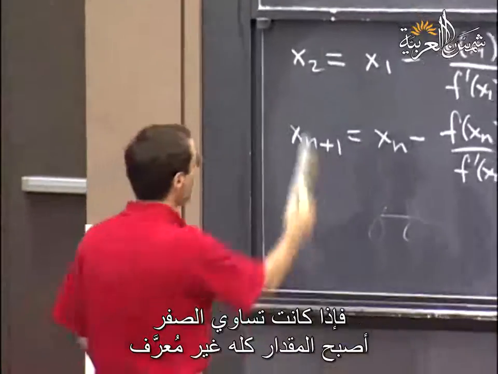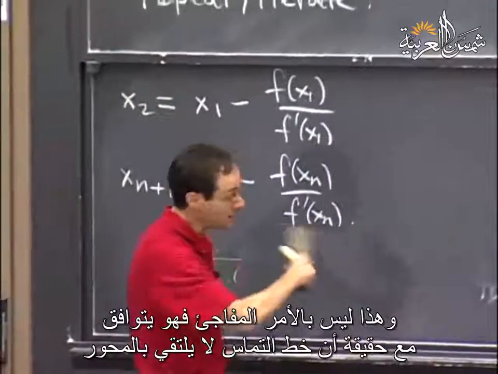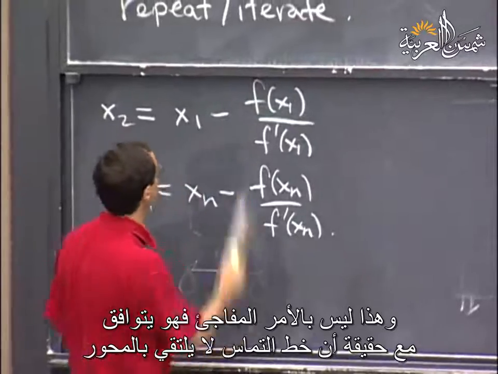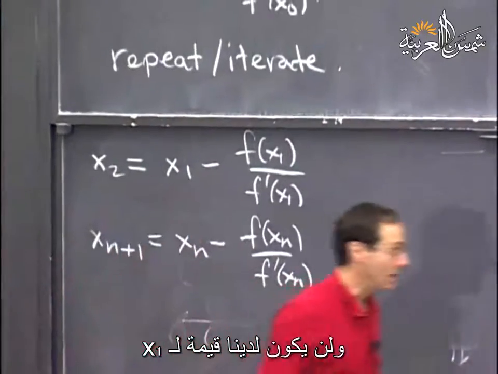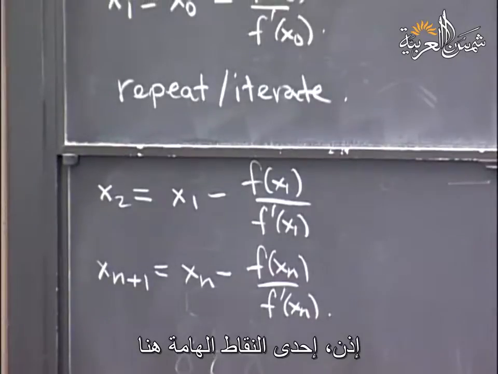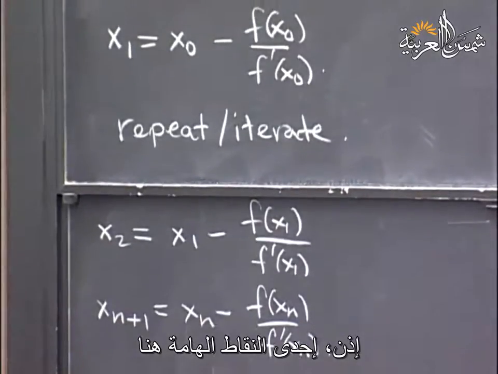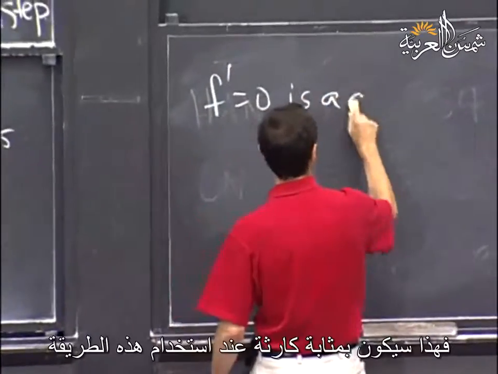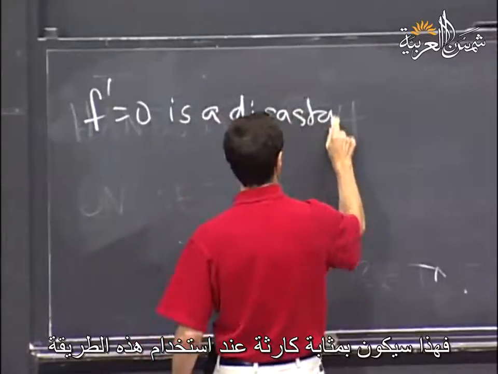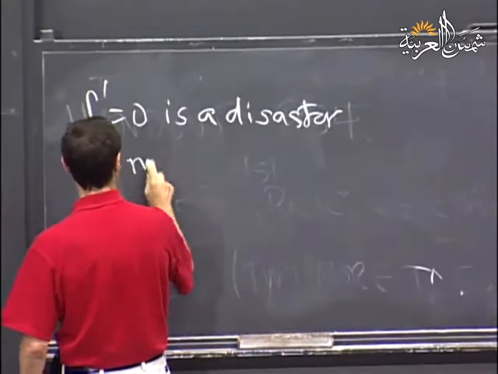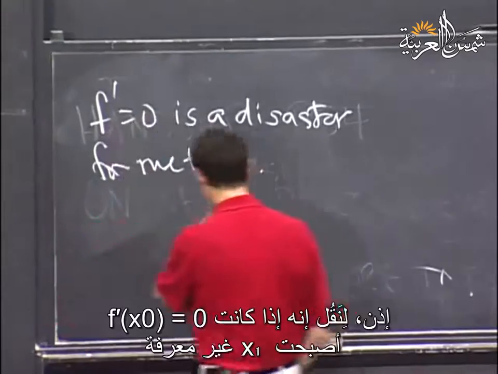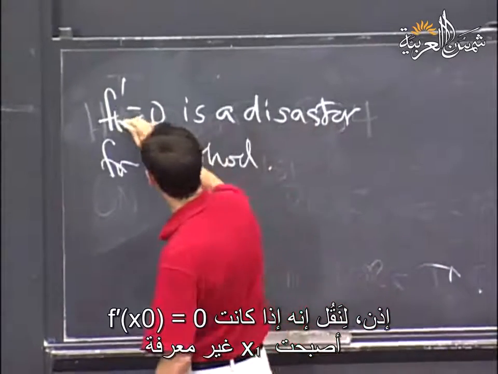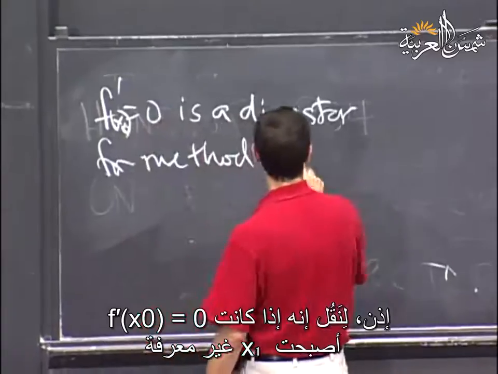All right, so that's 0. That's undefined. It's not surprising. It's consistent. The parallel line doesn't meet the axis. And you have no x1. So if you like, another point here is that f prime 0 is a disaster. A disaster for the method. Because if f of x0 is 0, then x1 is undefined.